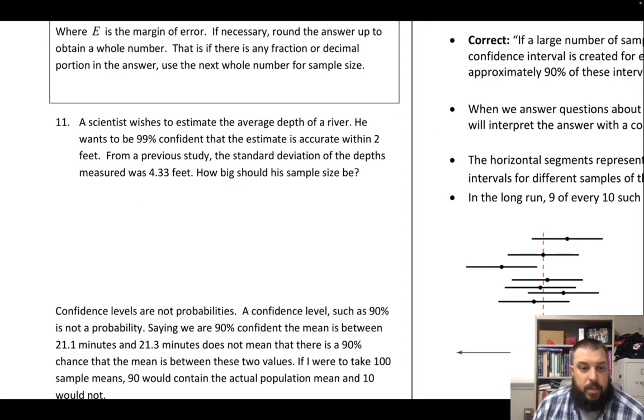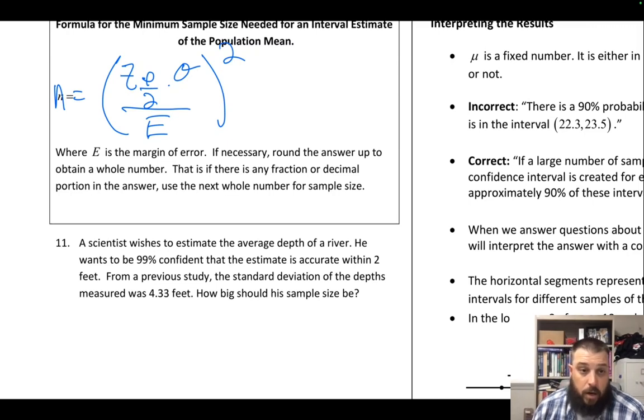All right, so 11, a scientist wishes to estimate the average depth of a river. He wants to be 99% confident that the estimate is accurate within 2 feet. From a previous study, the standard deviation of the depths measured was 4.33 feet. How big should his sample be? All right, so we need to find that. So we're going to take our equation here and input the information that we know.